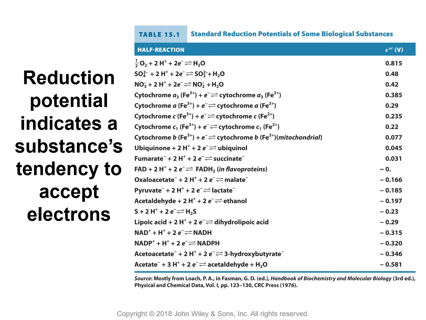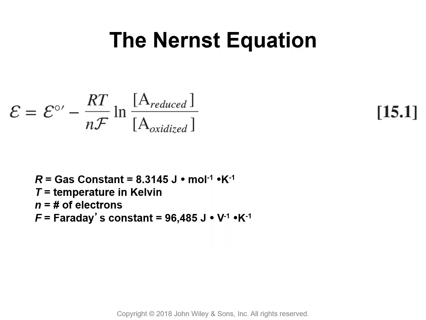Now, we're talking about standard reduction potentials, getting delta E, and Gibbs free energy. Like that, we're also going to be talking about the Nernst equation. And like delta G, the actual reduction potential depends on the actual concentration of the oxidized and the reduced species. The actual reduction potential is related to the standard reduction potential by this Nernst equation. And you see everything there, and that's given to you.